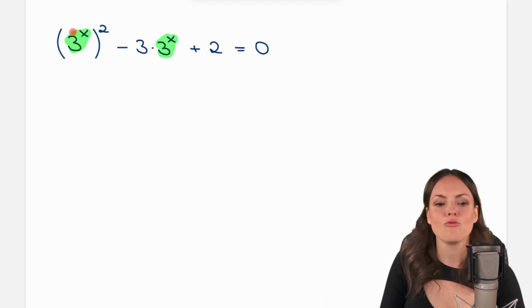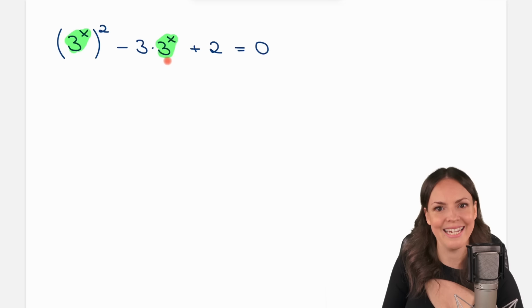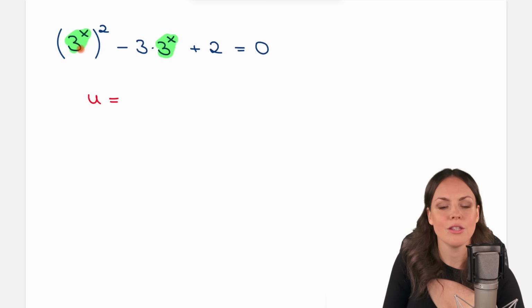If things repeat in an equation, and they kind of look complicated, we can use substitution to make this equation easier. So instead of this green 3 to the power of x, I want to replace it from now on by another letter. You can choose whatever you want. I take a u. So instead of the 3 to the power of x, instead of this green thing, from now on, I'm going to replace it by a u.